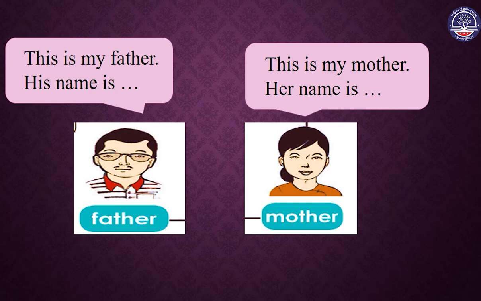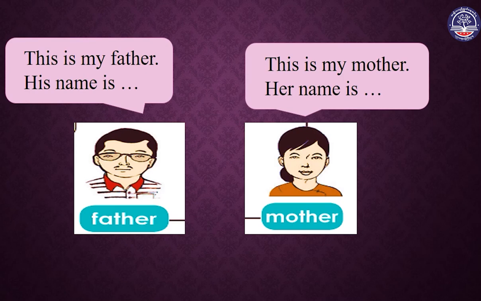Okay, so have you got it right? When you want to introduce your father, you have to say, this is my father. His name is Upa, like that. You can also use your dad's name too.